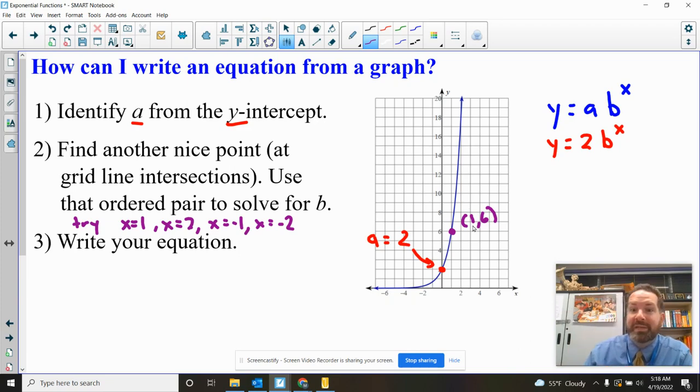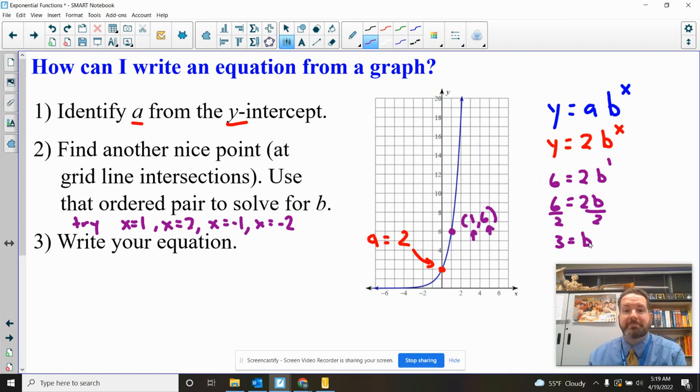Here's how it works. Don't forget, this is an x value. The 6 is a y value. So put the 1 in for the x, put the 6 in for the y. Remember that b to the first, any number to the first power, is just that same number back again. So this is really just 6 equals 2 times b. Divide by 2. That means that your b needs to be 3.